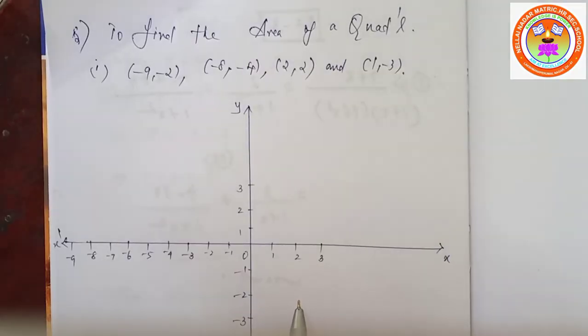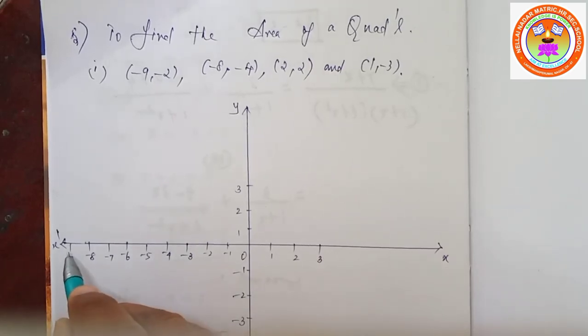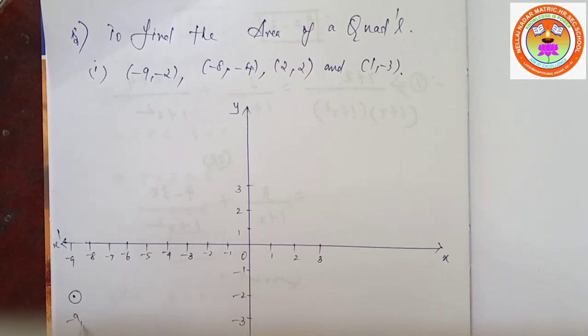Now all the 4 points are to be plotted. Minus 9, minus 2: minus 9 in x-axis, minus 2 in y-axis. Here is the point minus 9, comma, minus 2. Second point, minus 8, comma, minus 4: minus 8 in x-axis, minus 4 in y-axis. Here is the point minus 8, comma, minus 4.